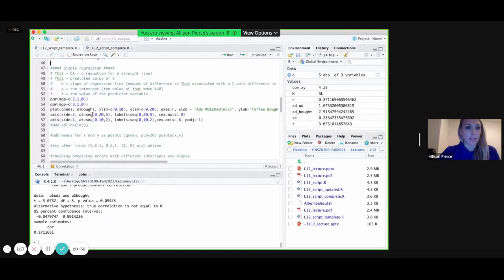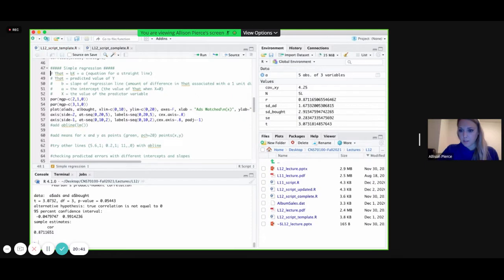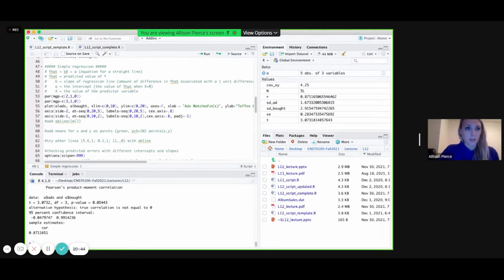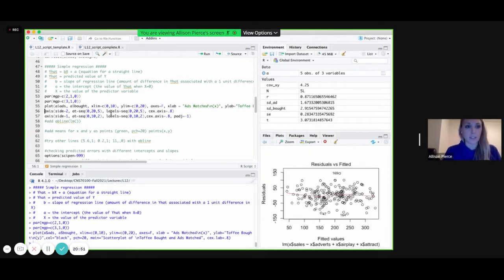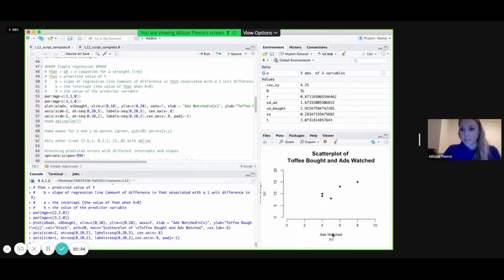So, all right, if we come down here to my line 47-ish, so it might be lower on your guys' scripts. All right, make this bigger. So what I'm going to do is plot. I've already got some code in there that will plot our data. So this is our ads watched versus cookies bought or whatever thing that we're measuring here. You can see we don't have much data here, but this is from our correlation that we did. So we could draw a line through these, right?